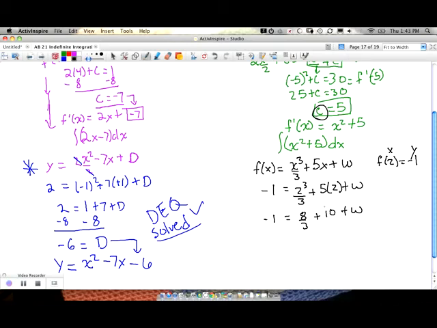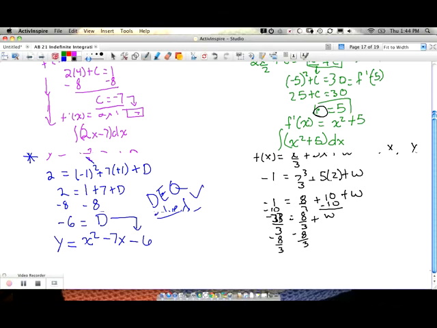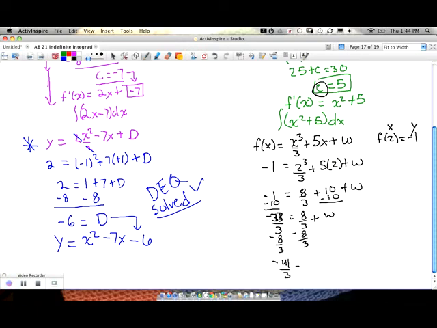This is how I would go about doing this. I'd move this 10, then get rid of that 3. So I'm going to move the 10 over here. That would give me -11 equals 8/3 plus w. And -11 is really -33 over 3. So what I need to do is subtract 8/3 from both sides. If I subtract 8/3 from both sides, that would give me -41 over 3 equals w.